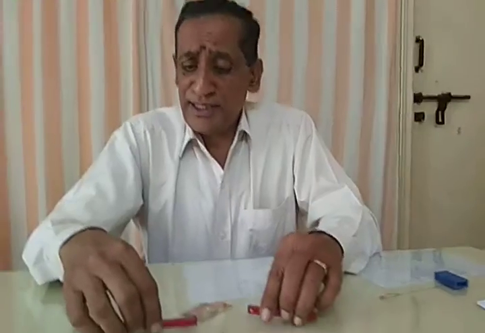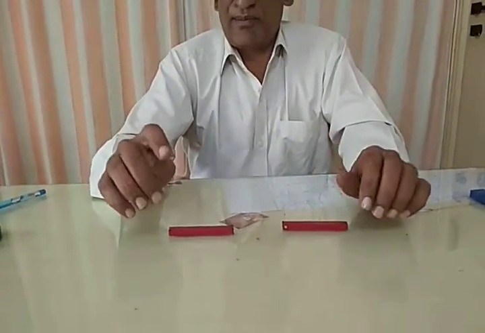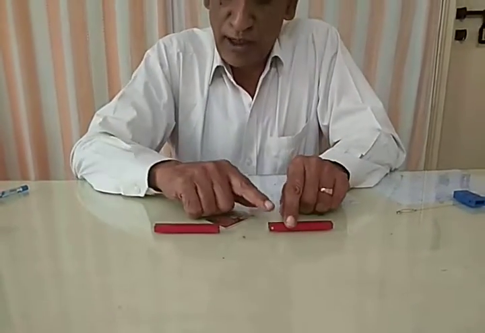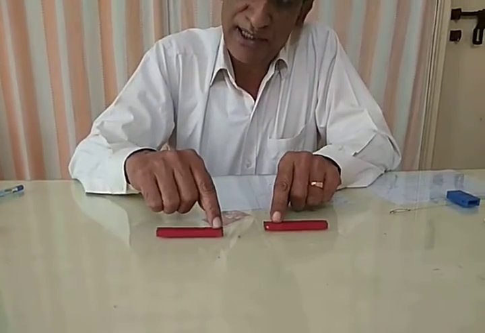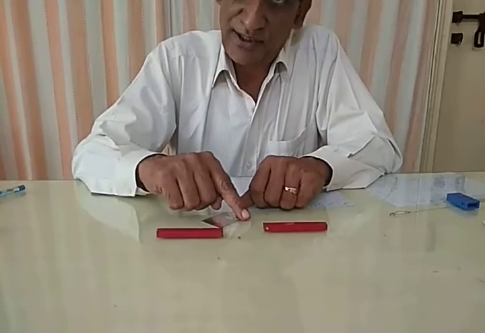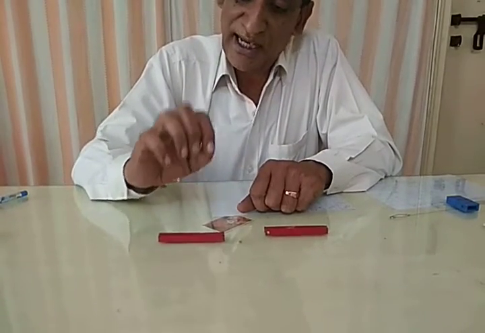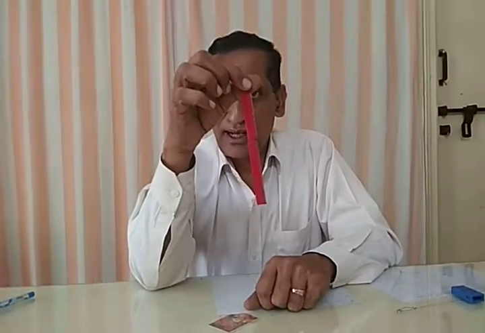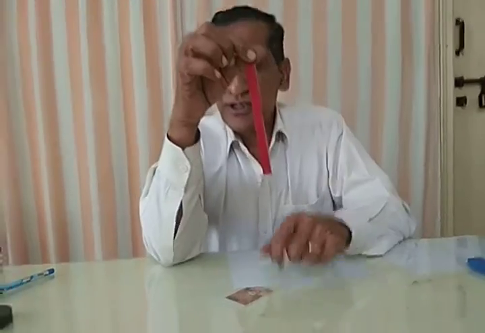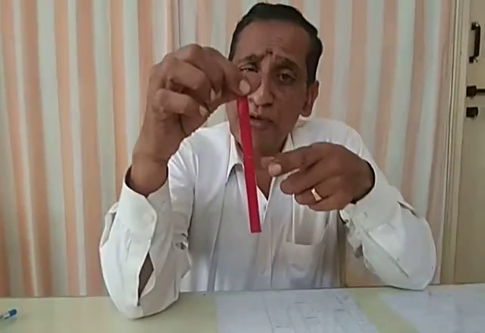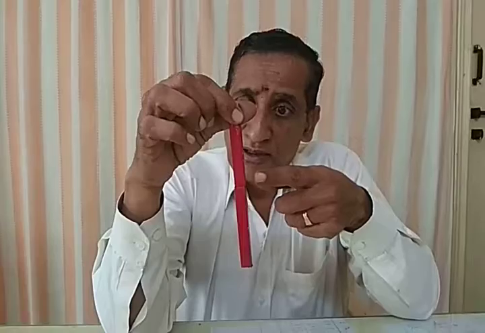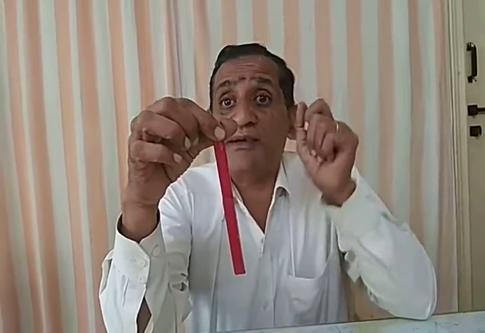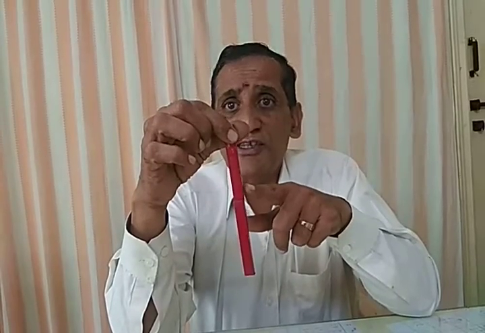So some properties are there for a magnet. Unlike poles attract. One north pole and one south pole, usually it will attract. It acts like a single magnet. See, it acts like a single magnet like this. So this shows the magnets are going to attract. That shows these two poles are unlike poles. One is north, another one is south.